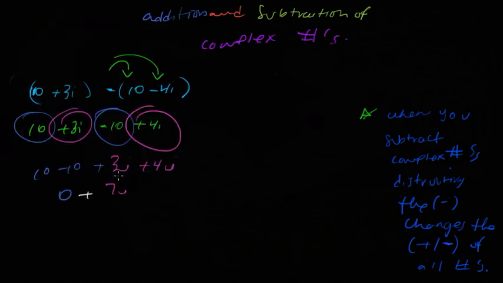Like we said, it's the same thing as writing 0 plus 7i is equal to 7i. Okay, and this answer here, 7i, is equivalent to 10 plus 3i minus the difference of 10 minus 4i. Okay.